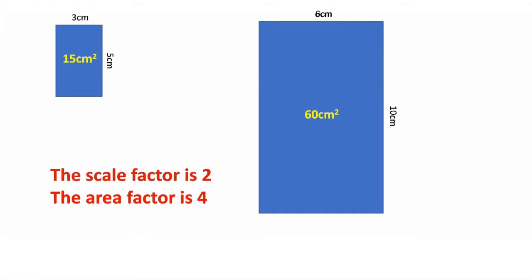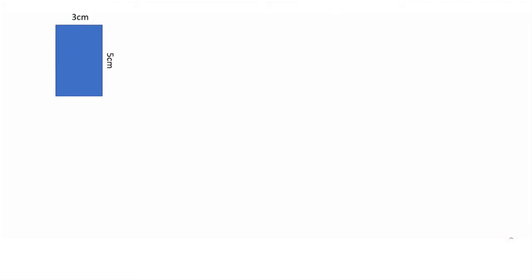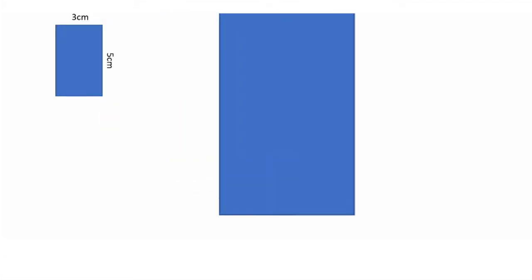So, if we have a scale factor of 2, the area factor is 4 because 60 is 4 times as much as 15. We've had to multiply 15 by 4 to get the area of the new shape, not 2. That's interesting. So what if we have a 3 times enlargement, a scale factor of 3, such that the width is 9 centimeters, the length is 15 centimeters. Now we've got a much larger area.